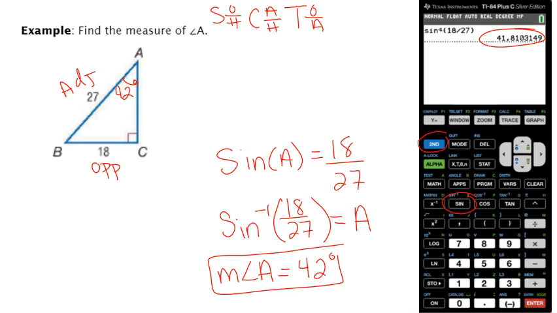If I had to find B, I can do the same process with a different ratio, but we know that the triangle adds up to 180. So if I subtracted, I would get my other angle to be 48 degrees if I wanted to find that angle too.